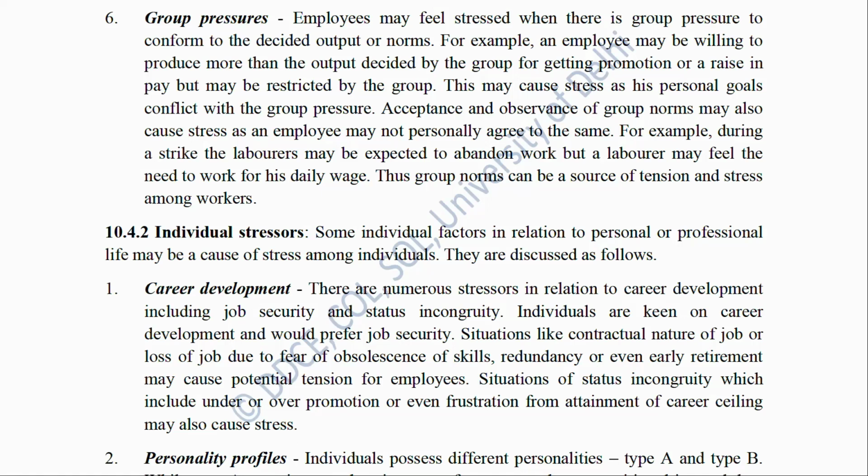10.4.2 Individual stressors. Some individual factors in relation to personal or professional life may be a cause of stress among individuals. They are discussed as follows. First, career development. There are numerous stressors in relation to career development, including job security and status incongruity. Individuals are keen on career development and would prefer job security. Situations like contractual nature of job or loss of job due to fear of obsolescence of skills, redundancy, or even early retirement may cause potential tension for employees. Situations of status incongruity, which include under or over promotion or even frustration from attainment of career ceiling, may also cause stress.